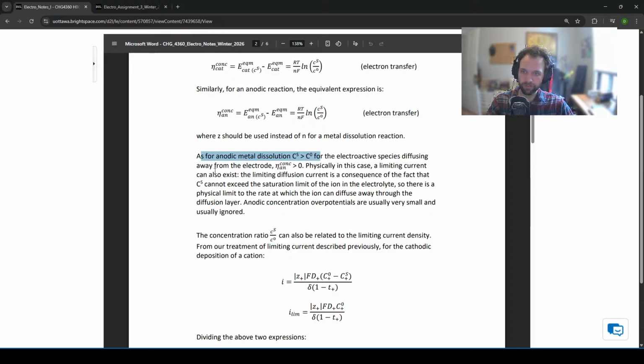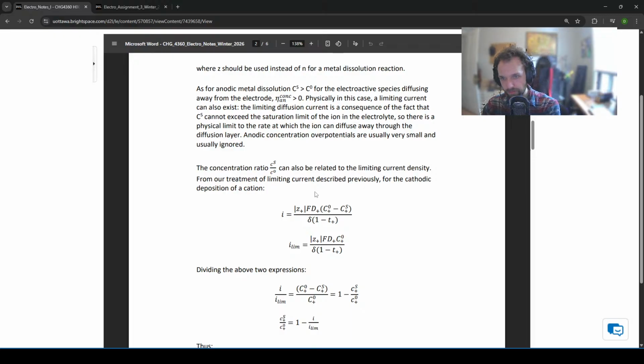For an anodic metal dissolution, that is, we have a metal at the anode that's being oxidized into an ion, for the electroactive species diffusing away from the electrode, the overpotential at the anode is greater than 0. Physically, in this case, a limiting current can also exist. The limiting diffusion current is a consequence of the fact that the surface concentration cannot exceed the saturation limit of the ion in the electrolyte. So there's a physical limit to the rate at which the ion can diffuse away from the diffusion layer. Anode concentration overpotentials are usually very small and usually ignored.